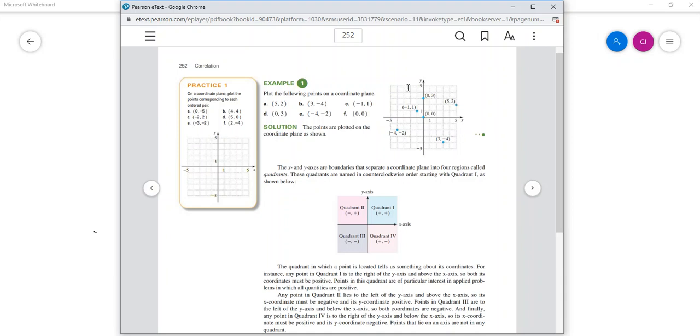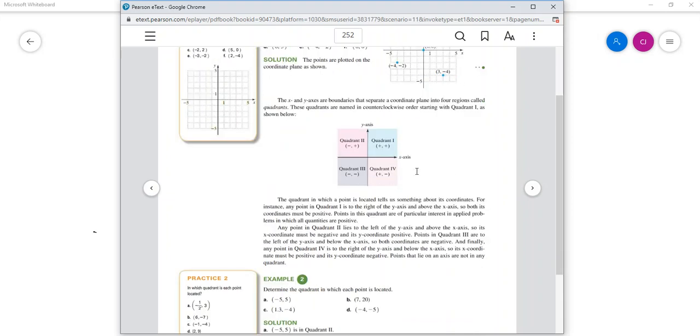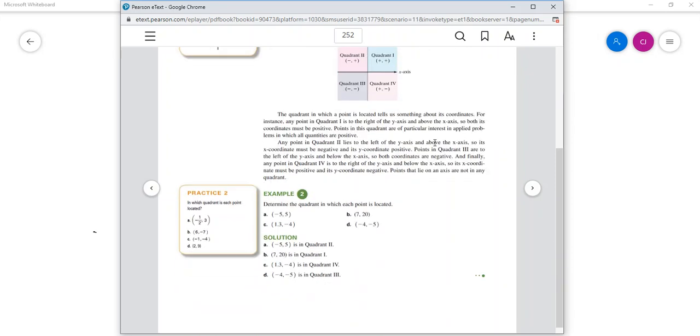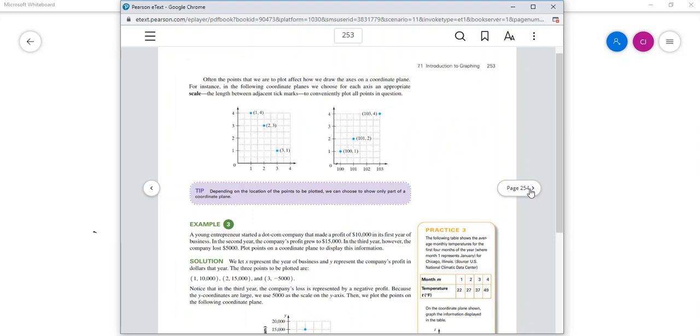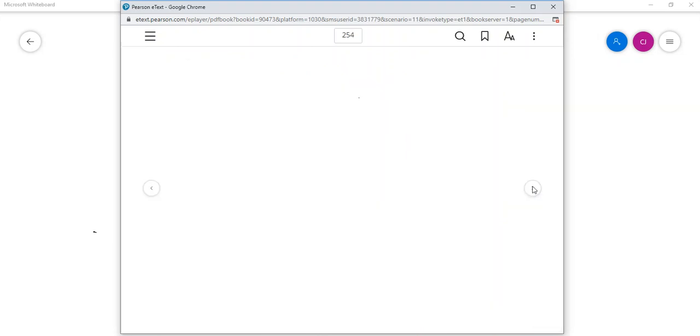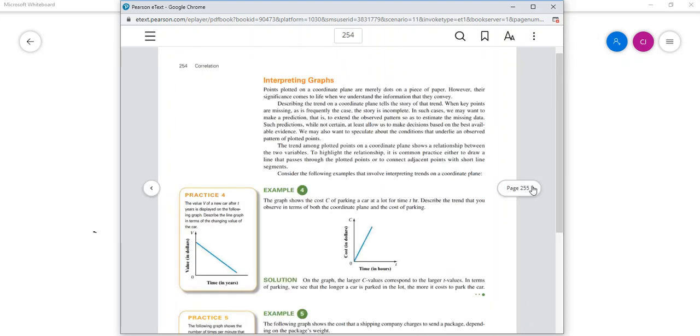So it could be lots of different things. Any two things you could think of that are quantitative, right? These are numeric, the quantitative variables. And here's the quadrants we talked about and the different signs of the pairs of numbers in those quadrants. And again, you can go through and practice and check out some of these examples.